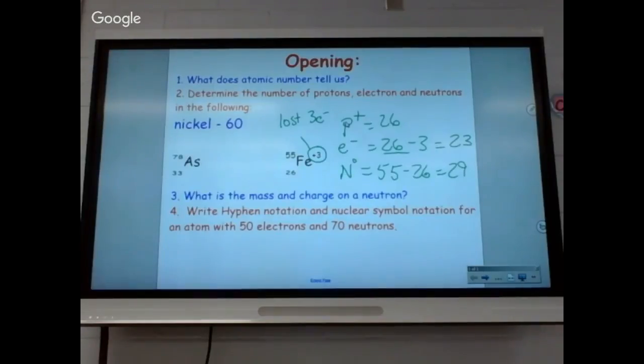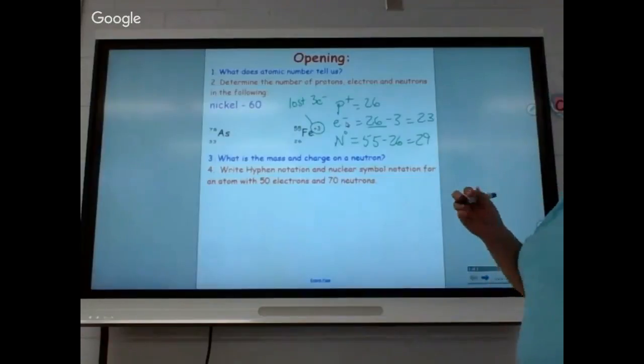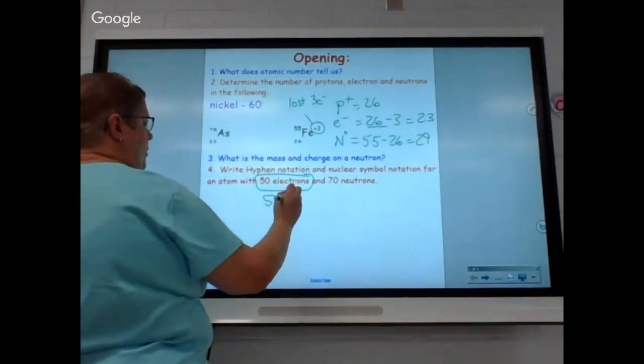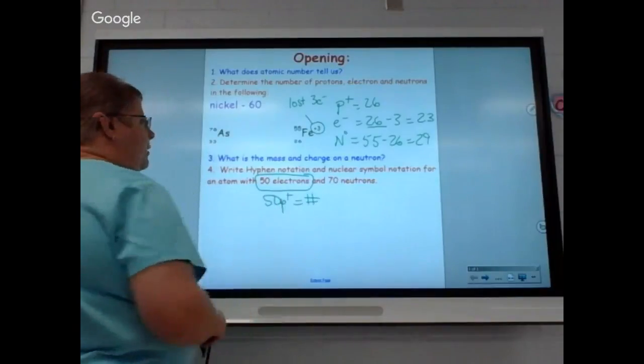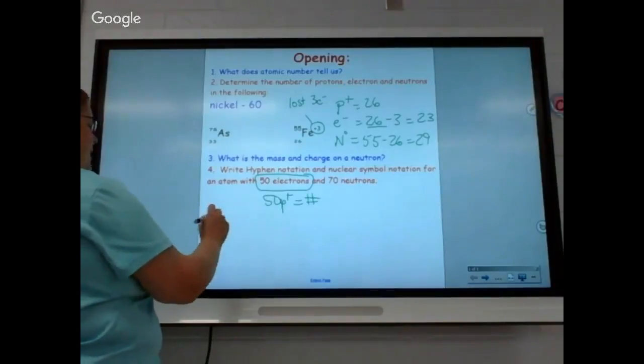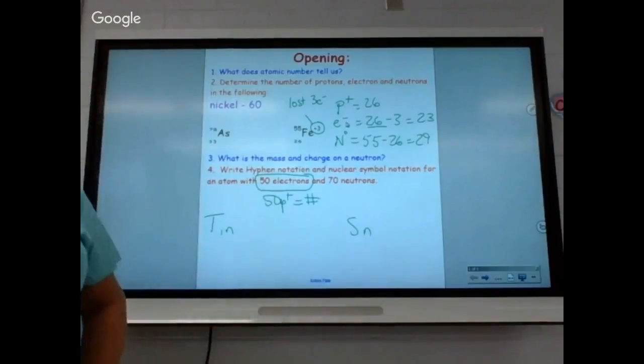Now, hyphen and nuclear notation. So if I want to write hyphen and nuclear notation, I need to know their masses and their numbers, right? So what tells me the atomic number here, Sheena? The protons. So I know my 50 protons, so I know my atomic number is 50, right? So that tells me the element. So what element am I? Tin, Sn. All right, so if I know that, what do I put at the end of the tin? The mass or the number? The mass.